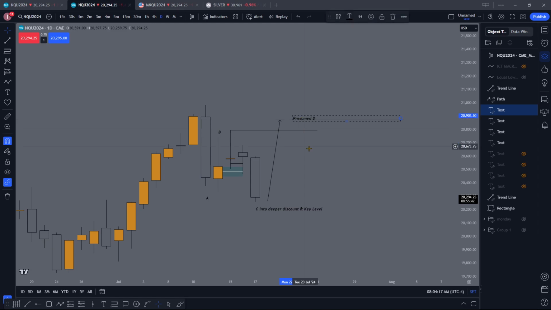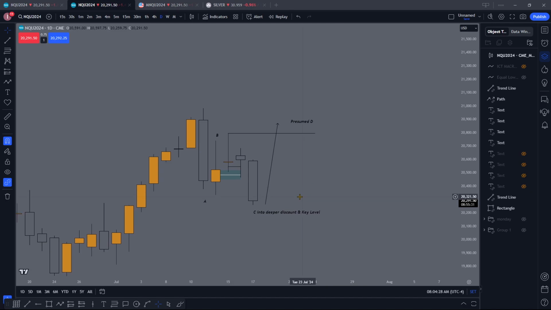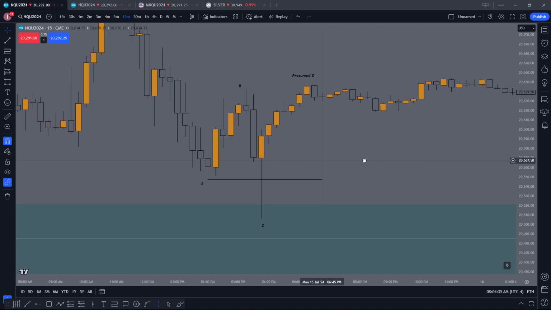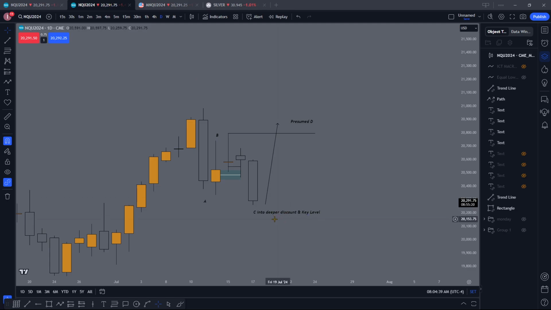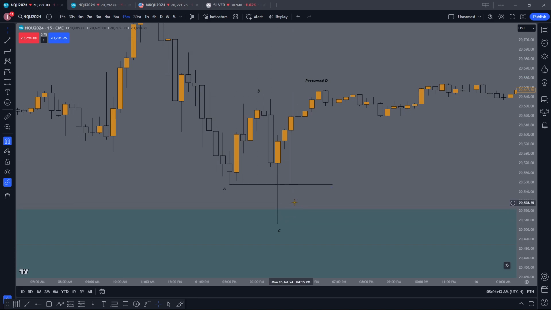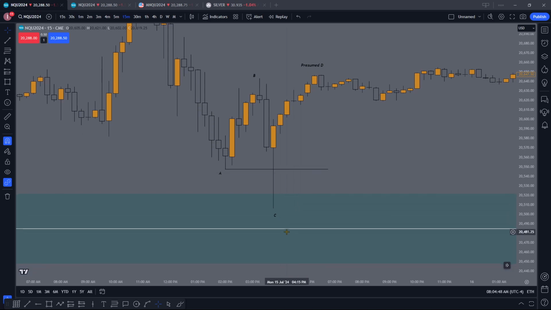Doesn't this make so much sense? We already formed the breaker here from the A to B leg. All we need to do now is basically finish it and create the last leg of the breaker, which is the D. And as you can see here, it's the same exact pattern repeating over and over. C moves into a heavy discount, taking out the C, and moving into a key level.